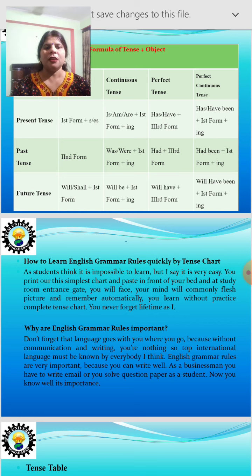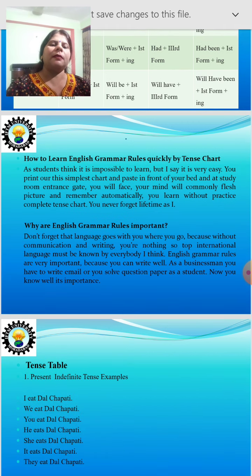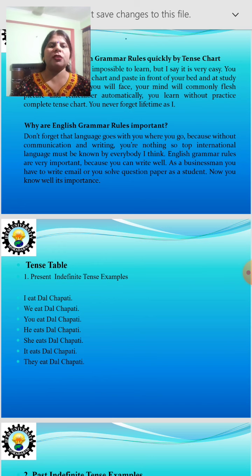English is the top international language, and it must be known by you and by professionals. English grammar rules are very important because you can write well by using them. Suppose you are a businessman or a student, then you can write an email, you can solve the question paper easily. Now I think you know very well the importance of the rules of English grammar. Now I have made a tense table.